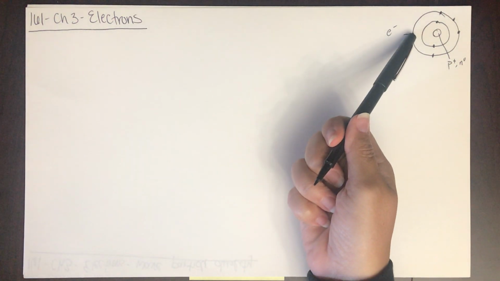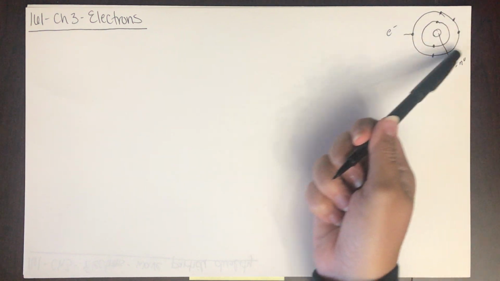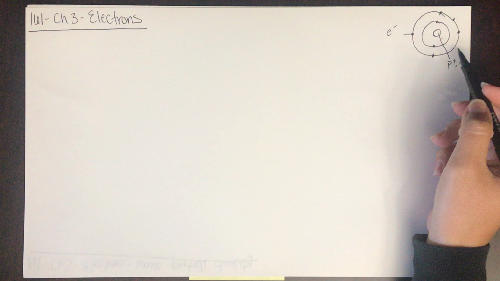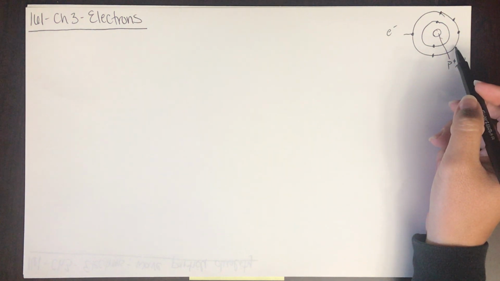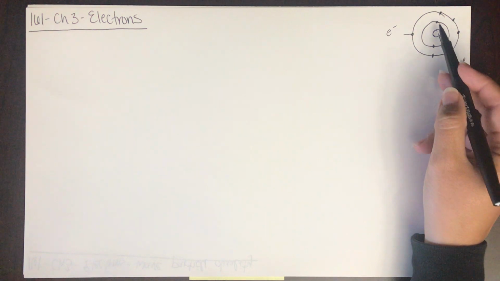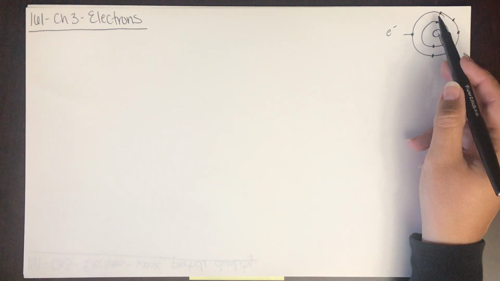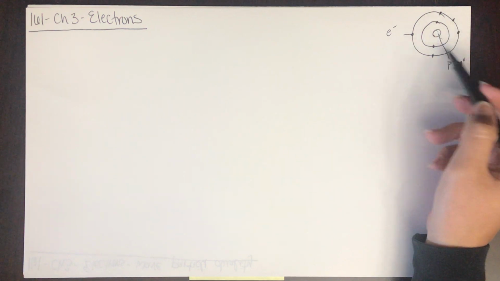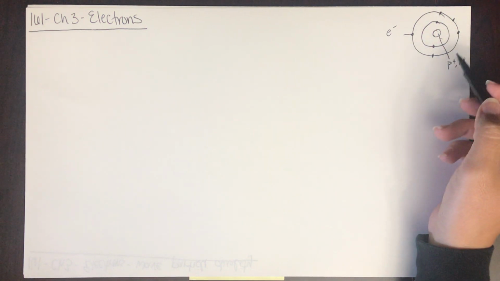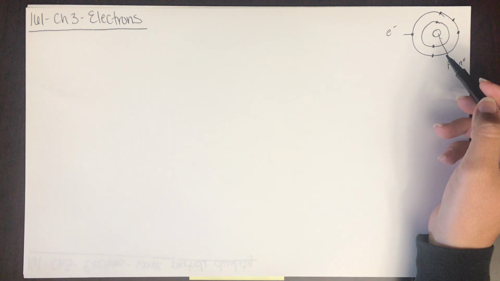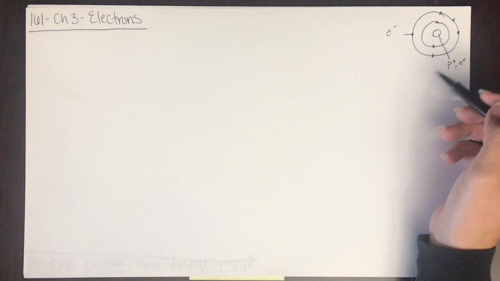So the number of electrons in the outermost shell: if each of these lines represented what we call a shell, which is like an energy level where these electrons can be, you see the first shell has two electrons, and then the next shell has five electrons. So those five electrons in the outermost shell, those are the electrons that are going to be available to form any bonds with other atoms.